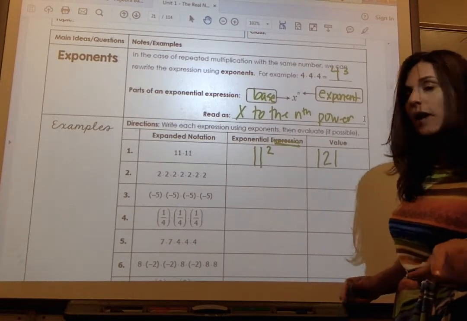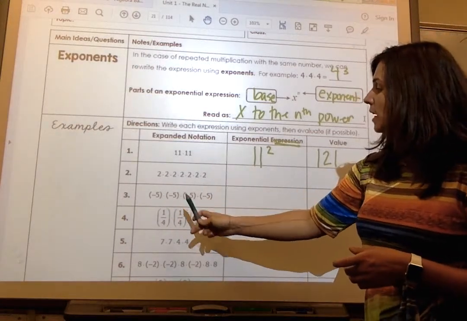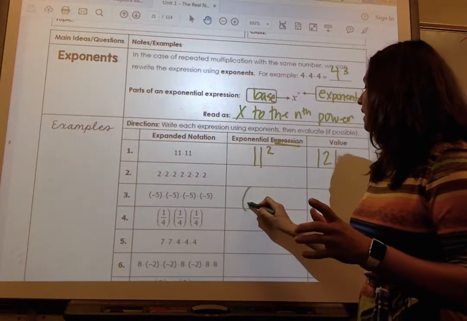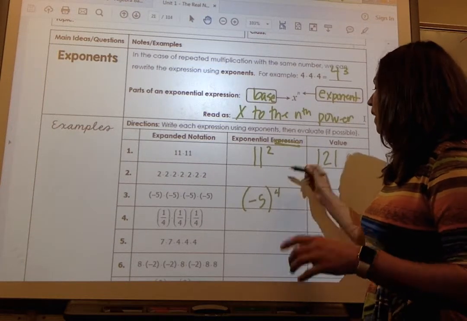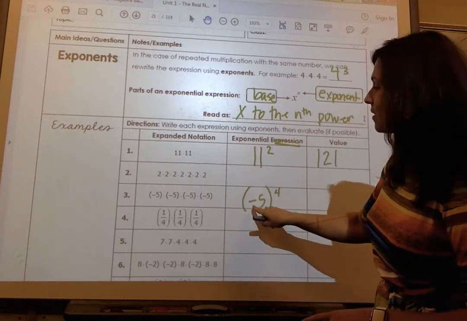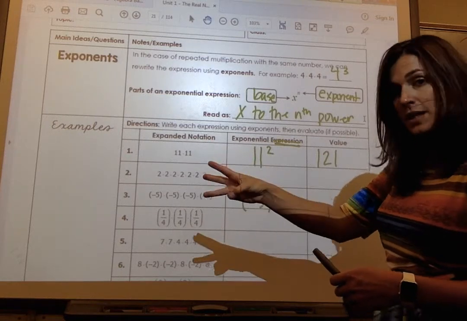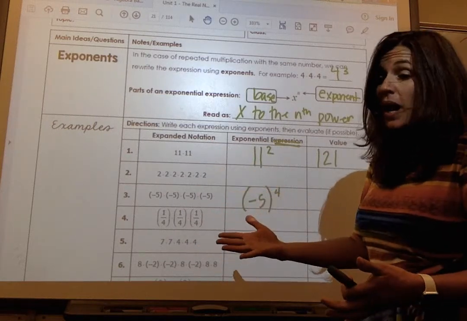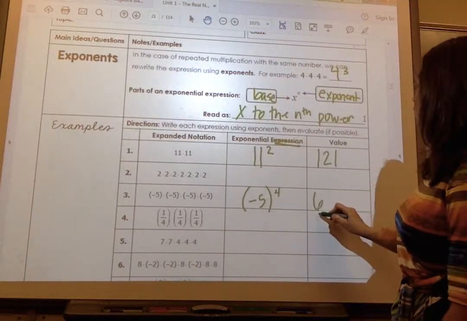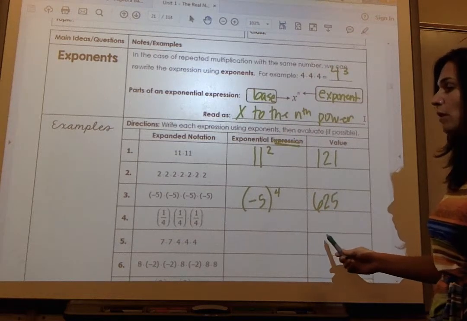I'm going to jump down and have you take a look at number 3. This says negative 5 times negative 5 times negative 5 times negative 5. So what that's really saying is negative 5 to the 4th power. The reason I have to include parentheses around this negative 5 is because it's saying a negative times a negative times a negative times a negative, which we know is a positive, and 25 times 25 is going to be 625. So negative 5 to the 4th power is 625.